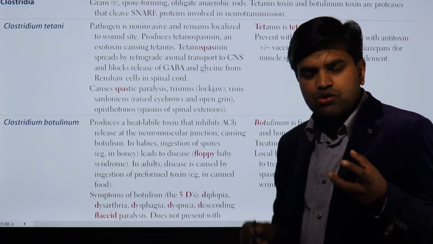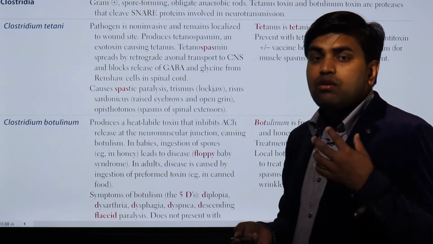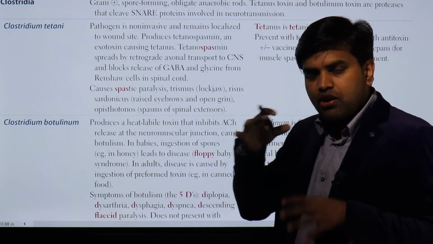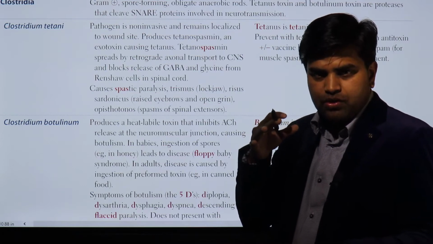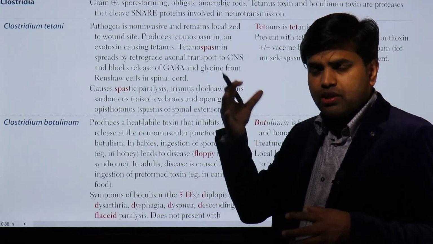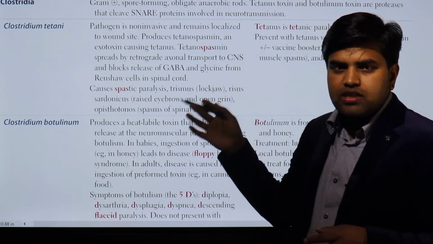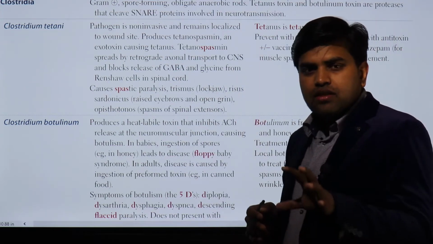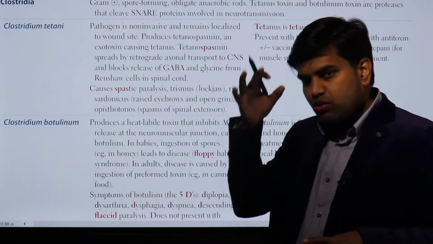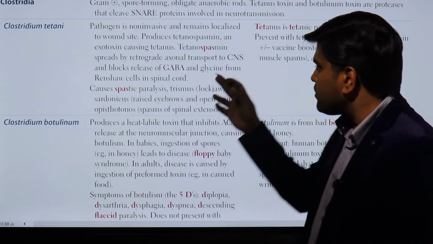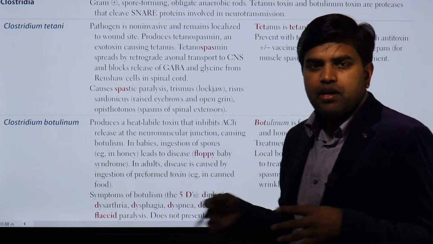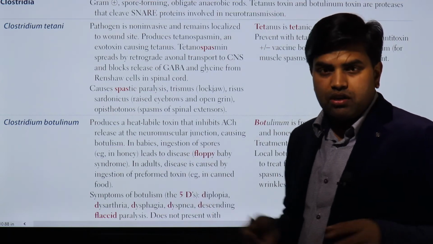Your Renshaw cell is damaged, so you have no GABA and glycine in your body. Since there is no GABA and glycine, the upper motor neuron, the central nervous system, is unable to control the lower motor neuron. Usually the upper motor neuron releases GABA and glycine and inhibits the exaggerated movement of the lower motor neuron. If there is no GABA and glycine in your body, then body movements will occur rapidly and haphazardly.